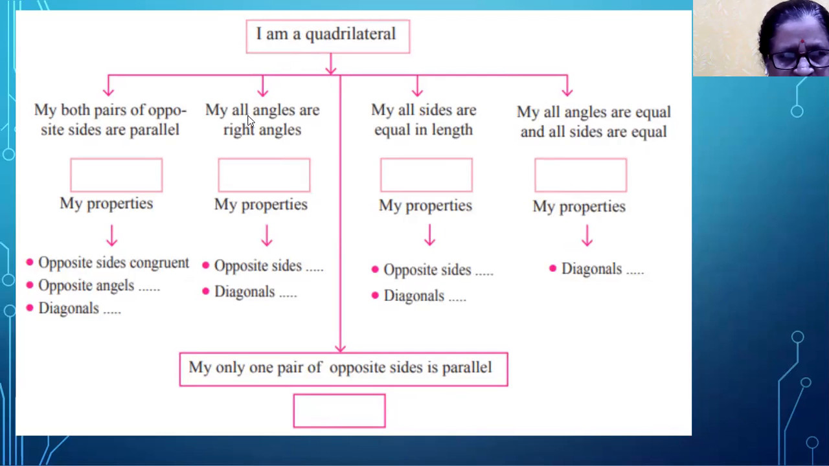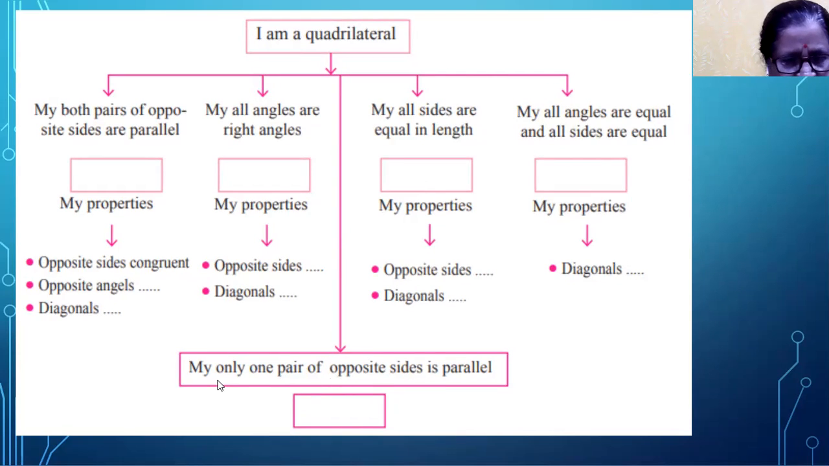Then another says that all my angles are right angles. Then here we have to fill in rectangle. What do we have to fill here? A rectangle. Then my properties are: opposite sides are congruent and diagonals are congruent.